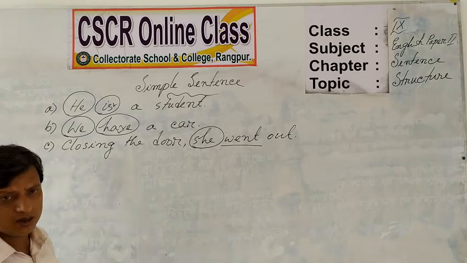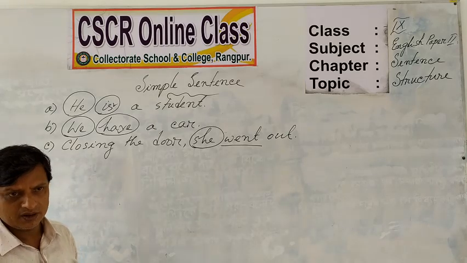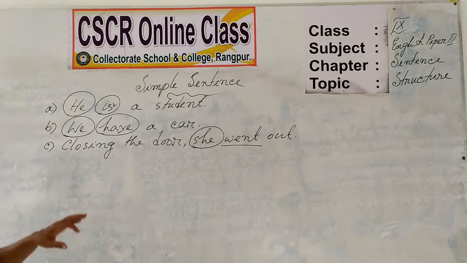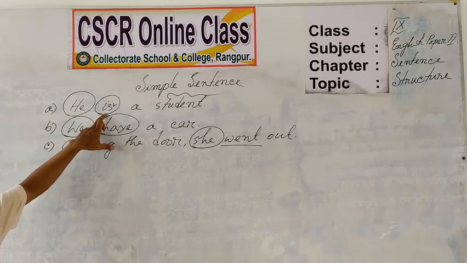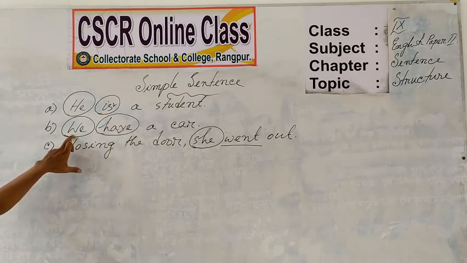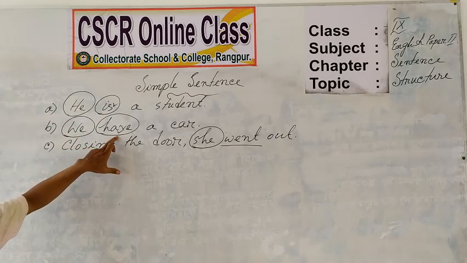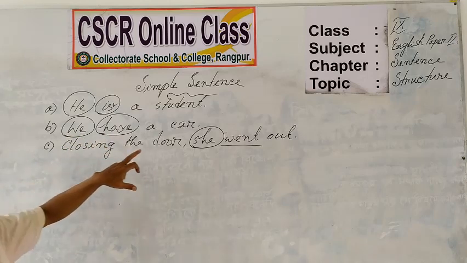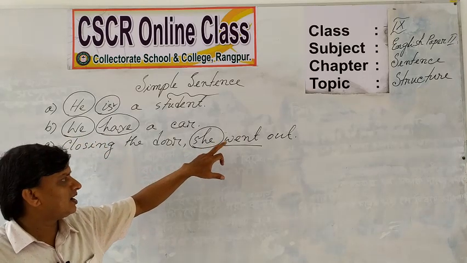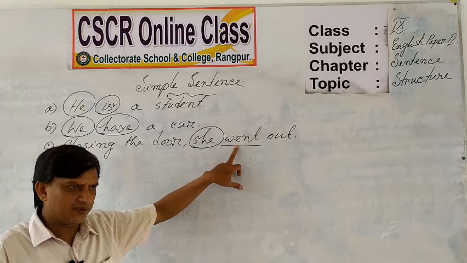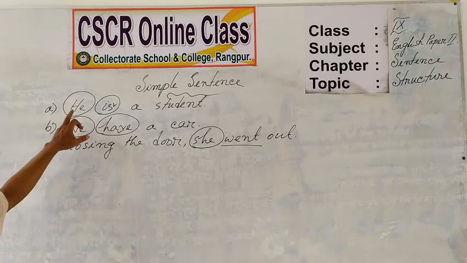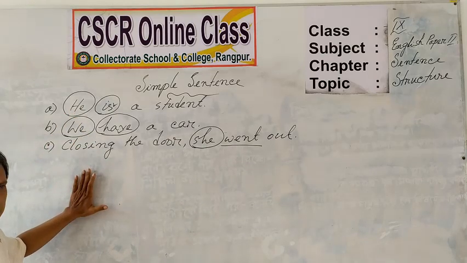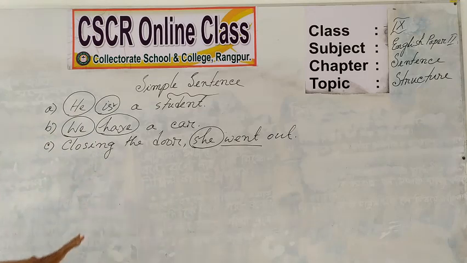So, what's a simple sentence? Yes, dear students, a sentence that has only one subject and only one finite verb. The sentence having only one subject and only one finite verb is called a simple sentence.